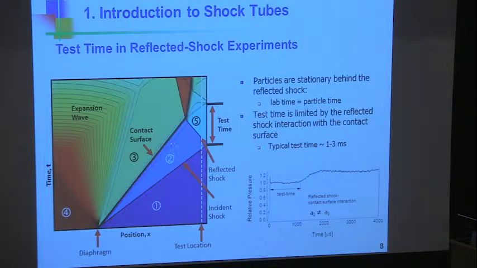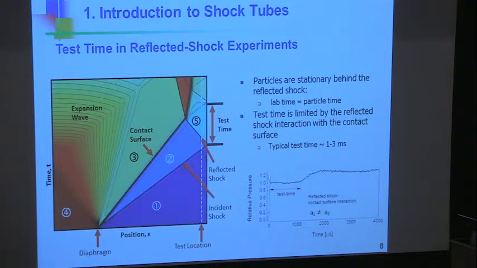If you do what's called tailoring and adjust the composition of this gas so that the density matches better at this condition, then this interface here between the driver gas and driven gas can be vertical, which corresponds to no pressure wave, and you can extend the test time. That's called driver gas tailoring. So the test time might be, I said here, 1 to 3 milliseconds, if it's limited by this effect.